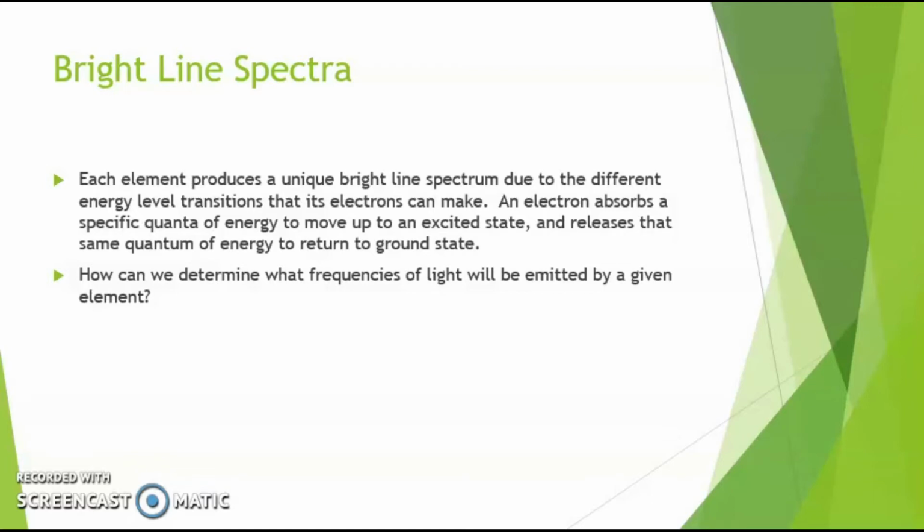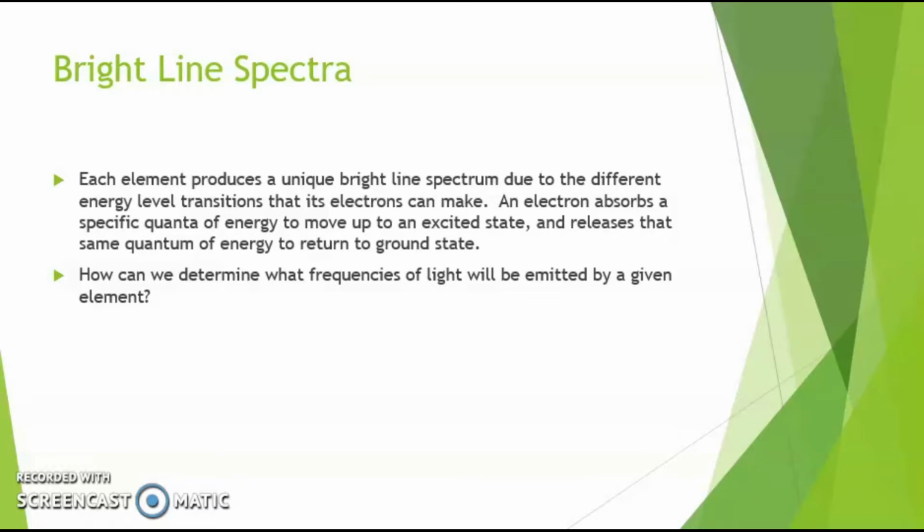Today we're going to look at the formation of the bright line spectra. Each element is going to produce a unique bright line spectrum because the energy level transitions for each element are unique. On your reference table, you'll see some of the energy levels for hydrogen and for mercury. For hydrogen, it lists the energy levels as N equals different numbers.